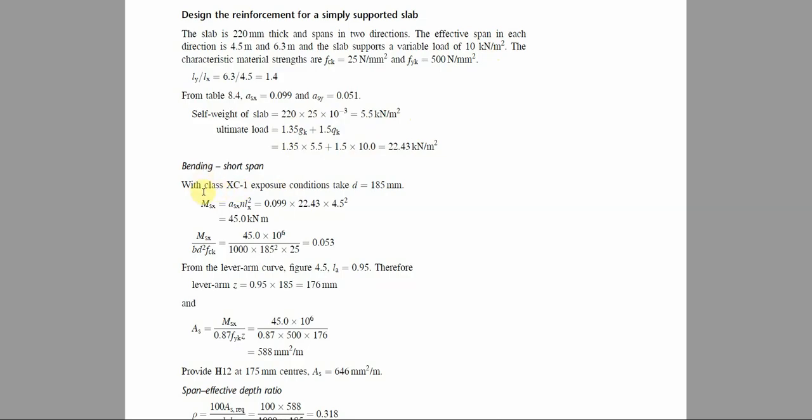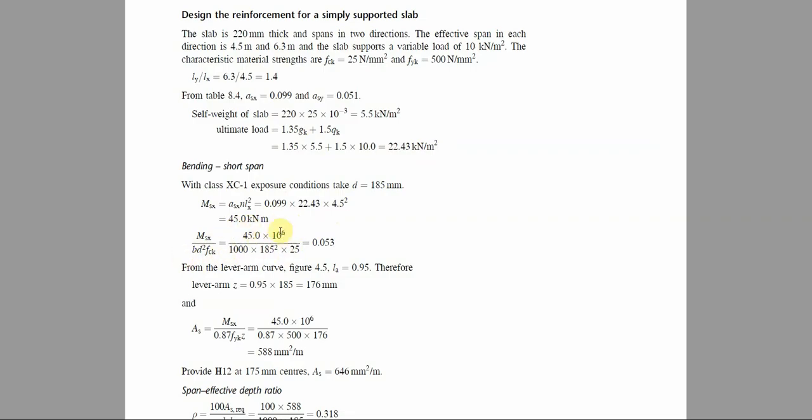Then we can now look at our moment along the SS and moment along the Y-axis. Moment along the SS is this formula, nLs squared. So this alpha SS is what we got here, we put it here. The design load n we have, we put it here. And the Ls, that's the short span, which is 4.5, we can put it here. Then we have our moment along SS, which we are now going to use to calculate our area of reinforcement, the way we always do.